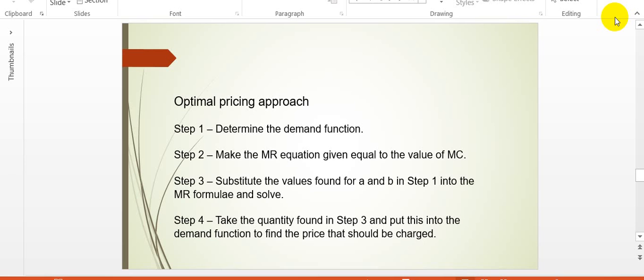Step one, you determine the demand function. The demand function usually is given to you. The demand function formula is usually given to you in the questions. Then step two is to make the marginal revenue equation equal to the value of marginal cost. Then step three, you substitute the values found for A and B in step one into the MR formula and solve. Finally, step four, you take the quantities found in step three and put them into the demand function to find the price that should be charged.